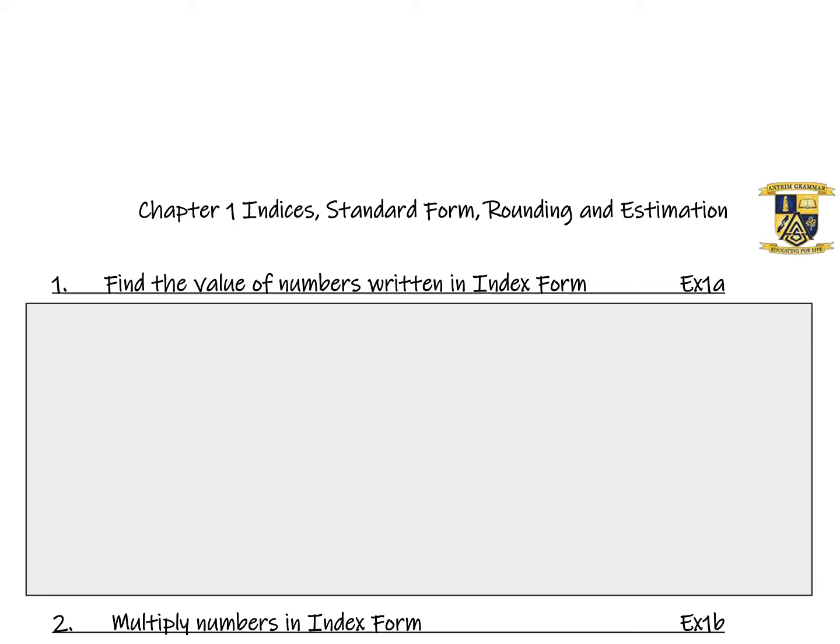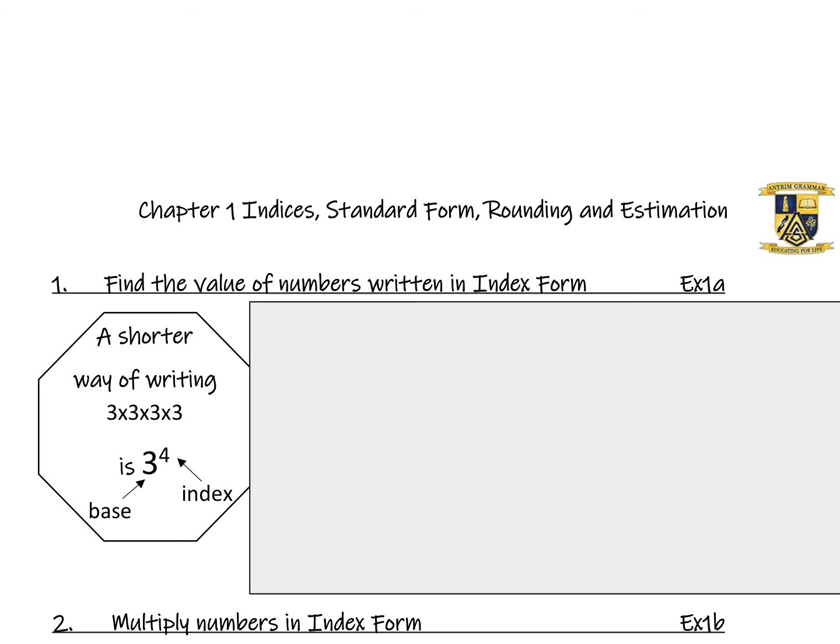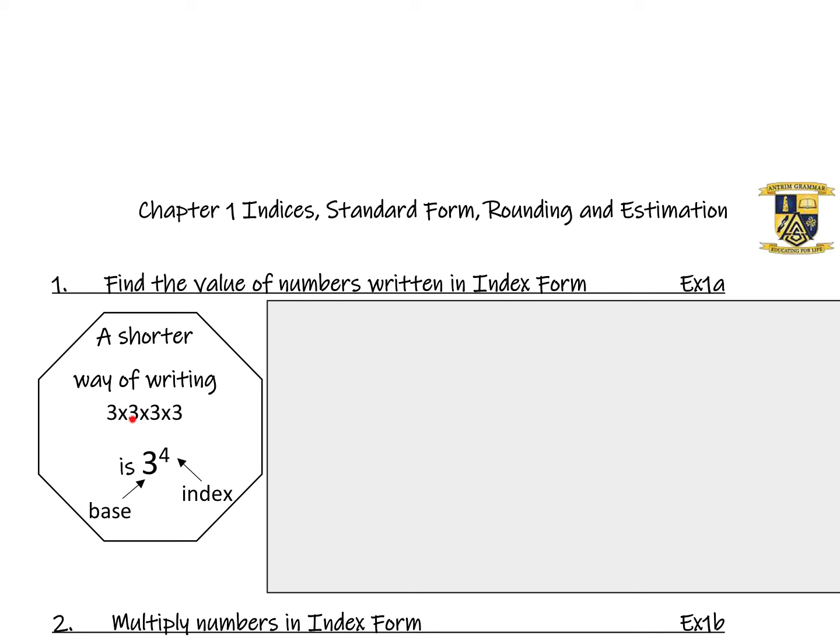So what is Index Form? Well, a shorter way of writing 3 times 3 times 3 times 3 is 3 to the power of 4. The number that's been repeatedly multiplied by itself is called the base. It's on the bottom. And the index is the number on the top, or sometimes called the power. That's the number of times that 3 is multiplied together by 3.